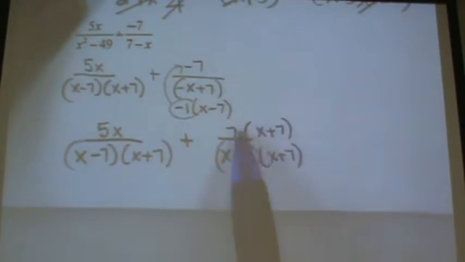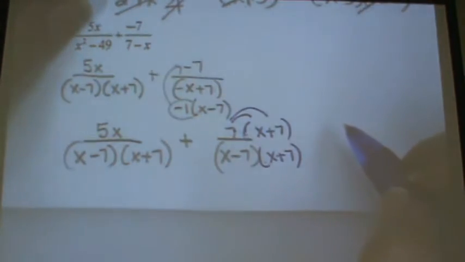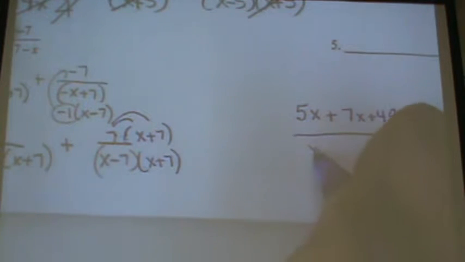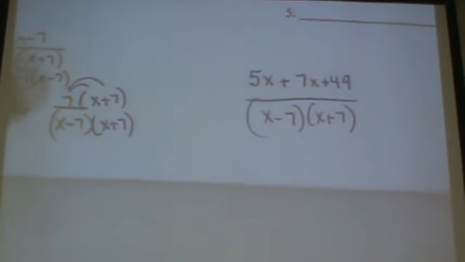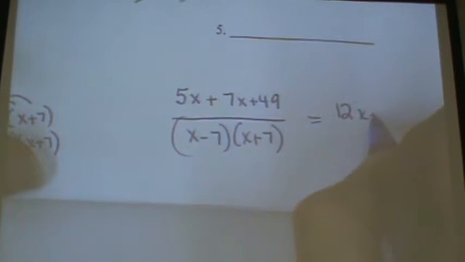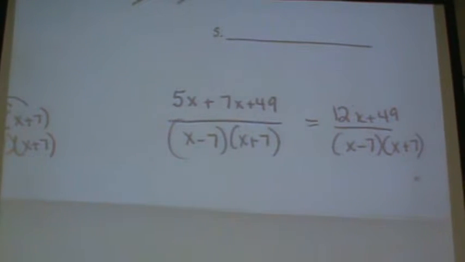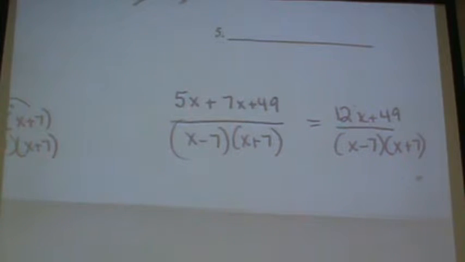I'm going to distribute this right here. So you have 5x plus 7x plus 49 all over x minus 7, x plus 7. What else? Add like terms, which is? Now, if there was something I could factor in the top and try to cancel, I would, but there's nothing I can do. So that's my final answer. Questions?